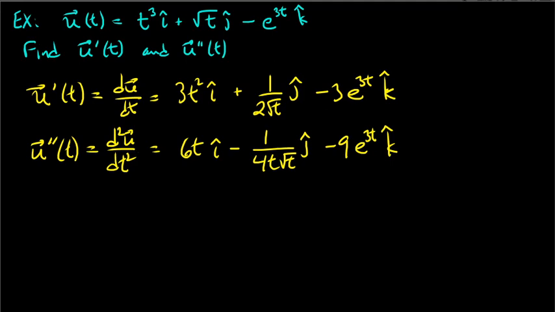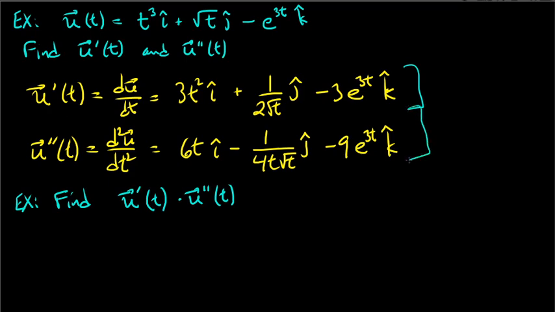Right, and remember, these are vectors, so we can add them, we can subtract them, or how about this? Here's a good example. Let's find the dot product of u prime with u double prime. Right, so we're taking the dot product of the first vector here with the second vector. So you remember the dot product, right? You just multiply the corresponding components. 3t squared times 6t is going to be 18t cubed, right? Plus, well, this times this.